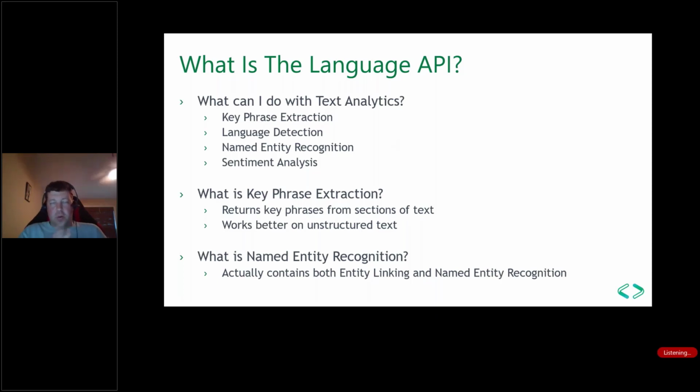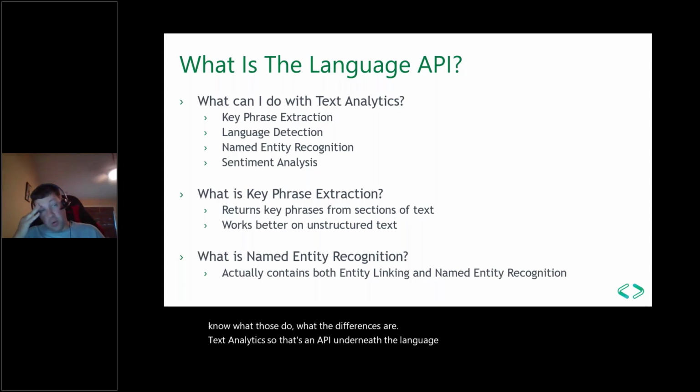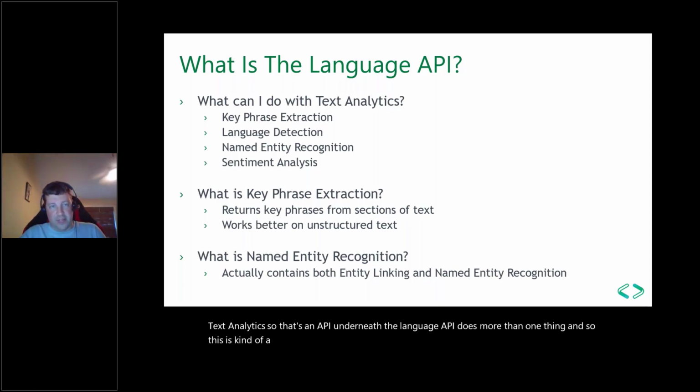Okay, all right. So we've covered Luis, we've covered Q&A Maker, just the basics, but we kind of know what those do, what the differences are. Text analytics. So that's an API underneath the language API. Does more than one thing. And so this is kind of a light touch on some of the things that it does.